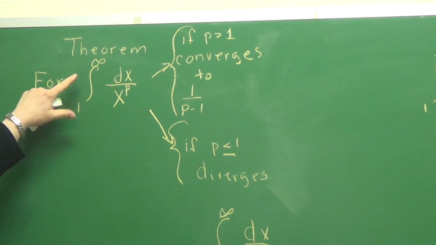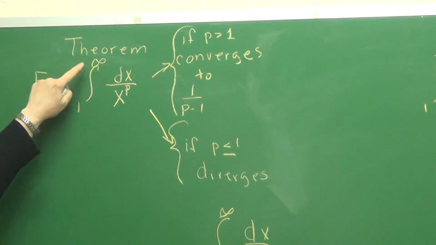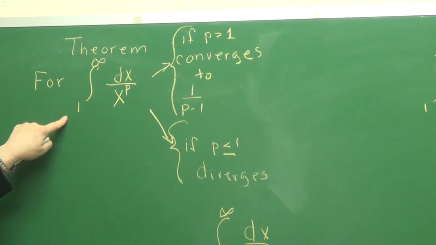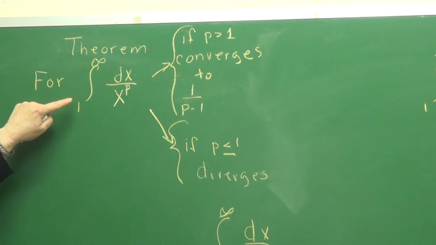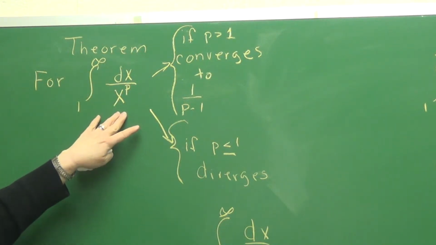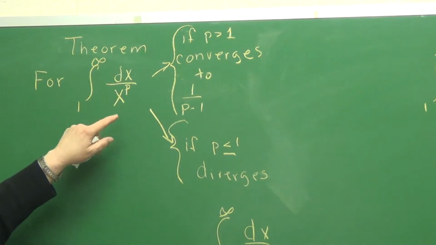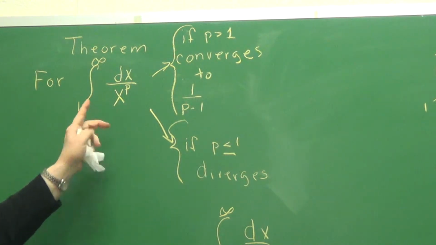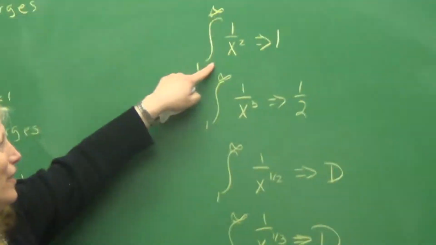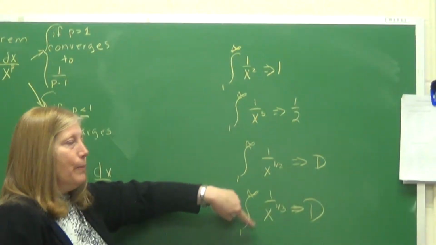So any other combination of these limits of integration will not work. It has to be 1 here and infinity here. And it has to follow this form. It has dx, of course, and then x to the p. Over here are the examples we did. Each of us put one on the board.